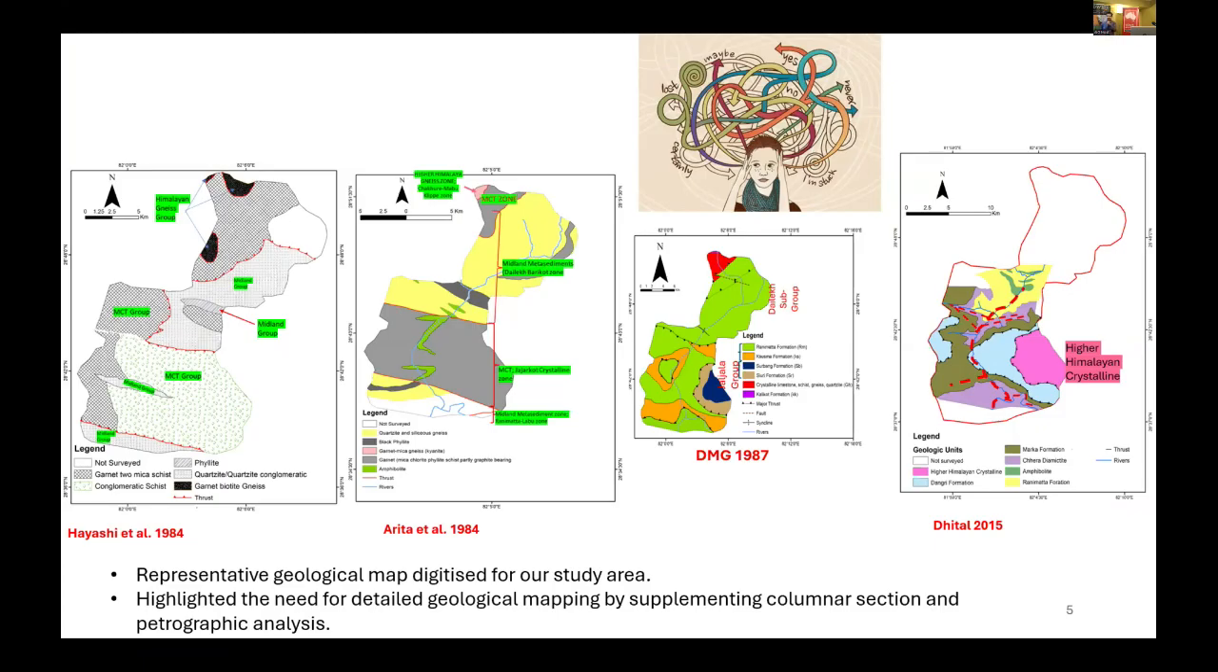We supplemented our investigation by preparation of a generalized columnar section and petrographic analysis that was not carried out earlier, as the map was prepared at a very small scale, around 1:500,000.